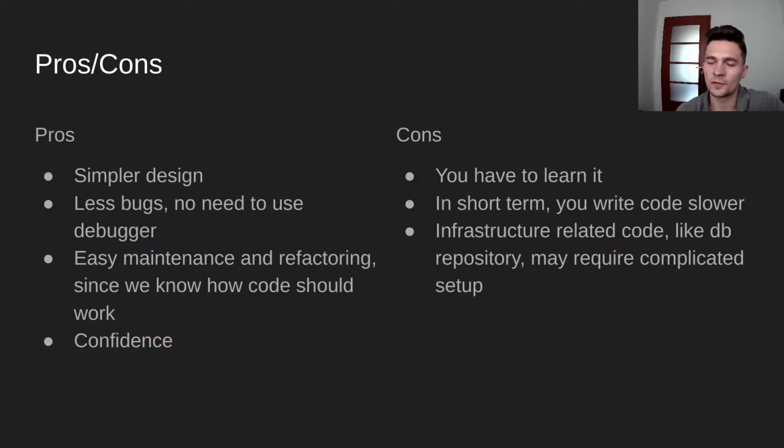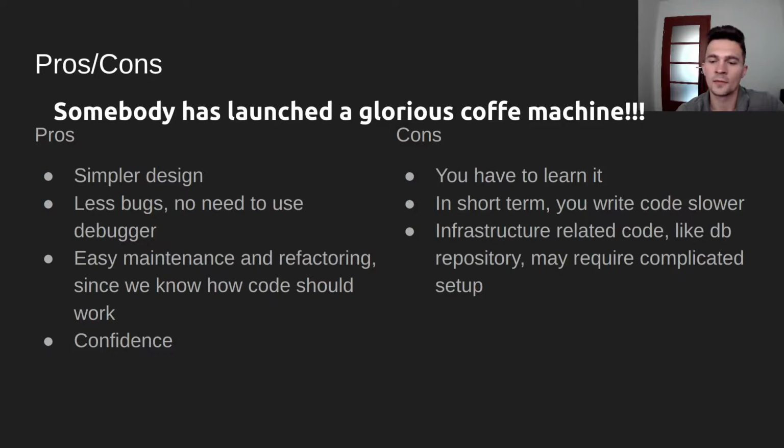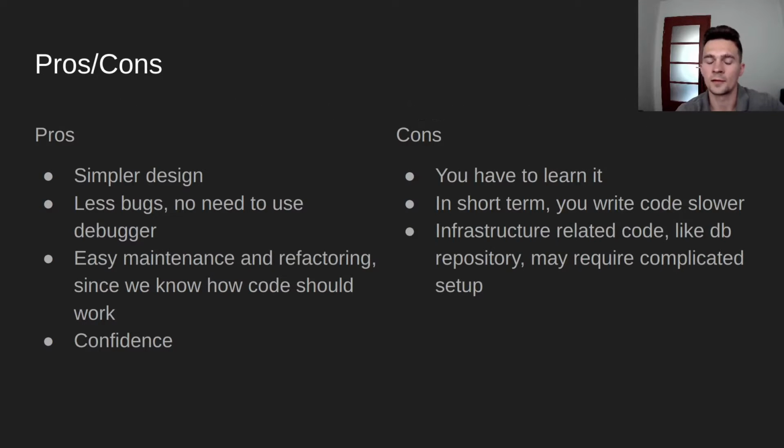But if you need to write something simple, something that should work for, I don't know, a few days, it's probably not worth bothering with this approach. But for anything that is important, I think that's the best approach to write code. And a final one: if you have something infrastructure related, like a database repository that needs to talk with the external database, or something that needs to call an external API, this might require complicated setup and the usage of some external tools. But we'll also cover that in the next videos.